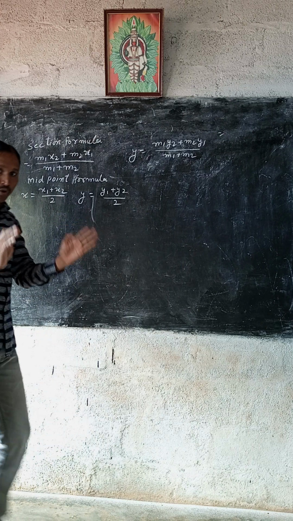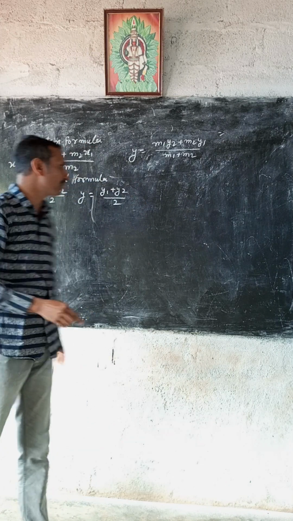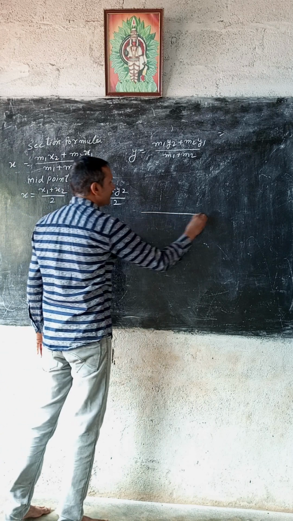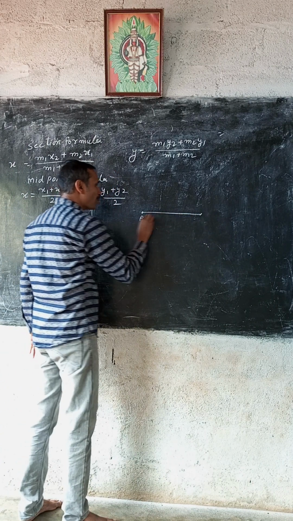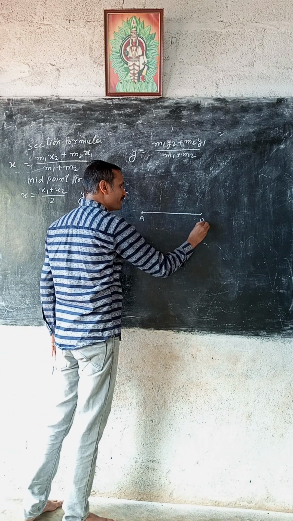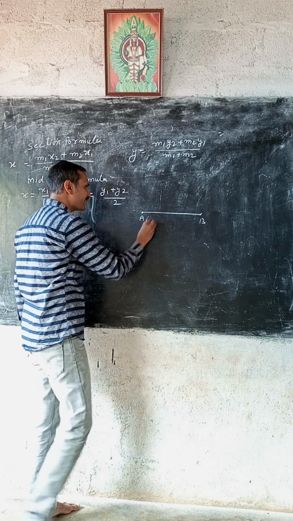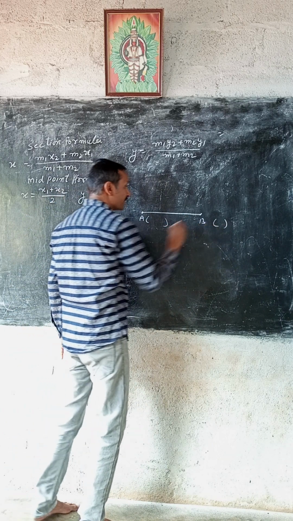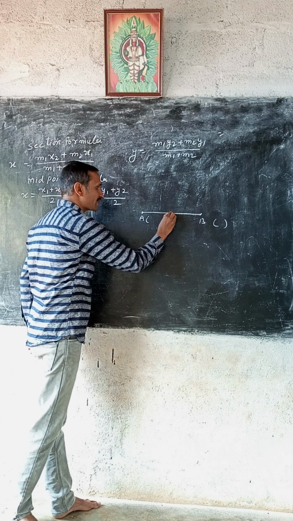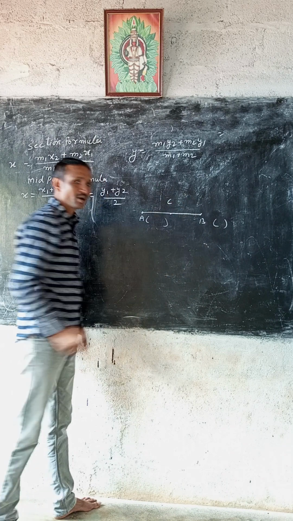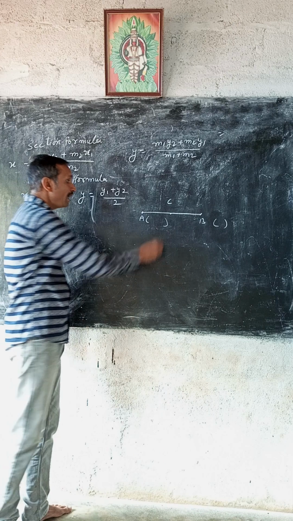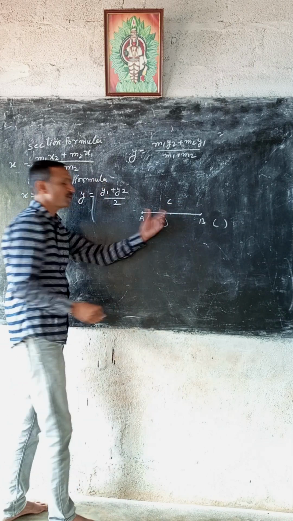It is the ratio in which the line is divided. Suppose that it is a line. On that line, A has some coordinates and B has some coordinates. Suppose another point is there, the point C, on the line.